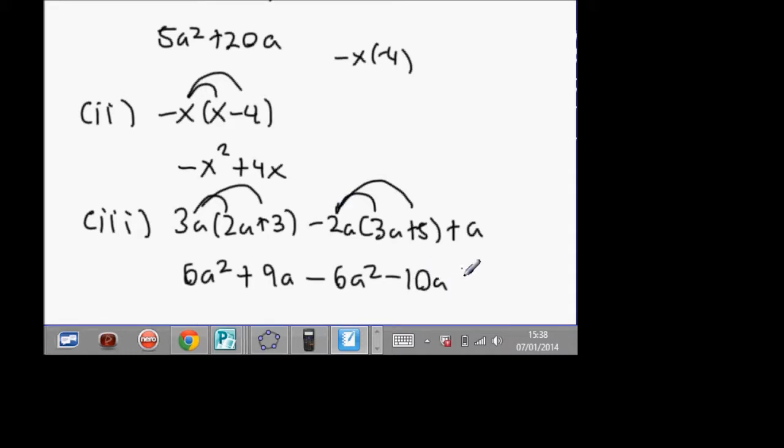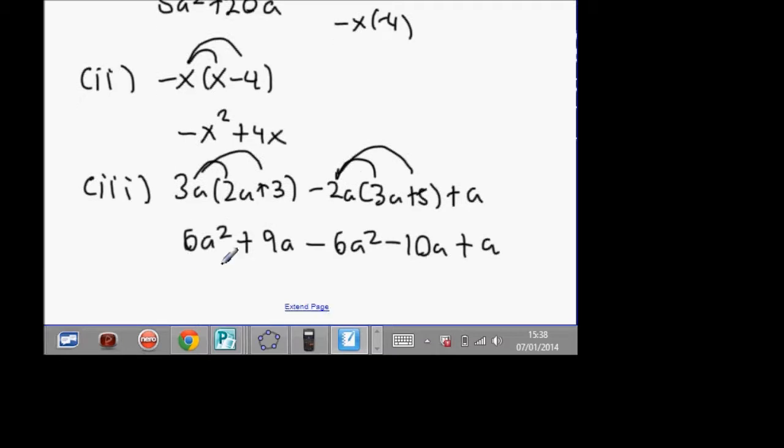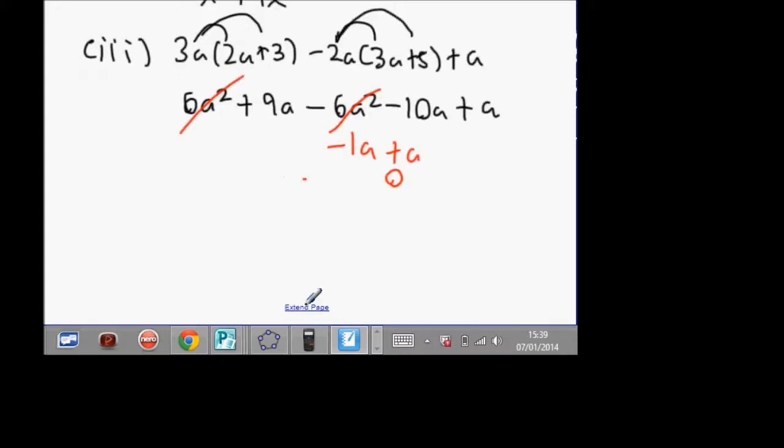Okay, plus a. Okay, how many a squareds do you have? 2. And what happens to them? You add them together. But 6a squared minus 6a squared? They cancel, yeah. 9a minus 10a is minus 1a. Minus 1a plus a? 0. The answer is 0. How many people got that one? That was a difficult one. Okay. Well done. Now, next one.